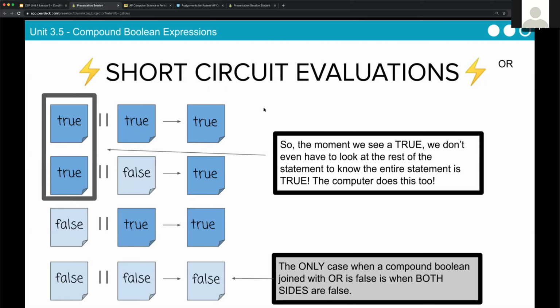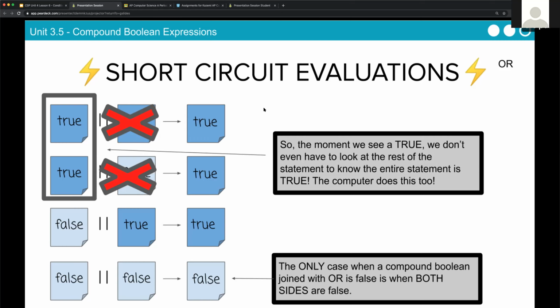So we use short circuiting for or statements anytime we see a true. We're not even going to bother looking at the rest because we know the whole thing is true. And again, the computer does this too. So when you're tracing through these programs and you're evaluating an or statement and the first thing is true, you don't even have to bother looking at the rest. You could just exit out if you want.